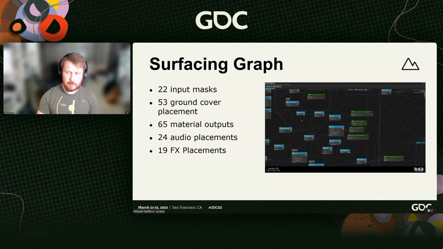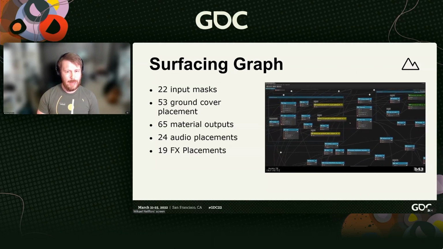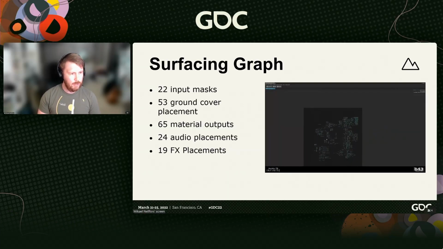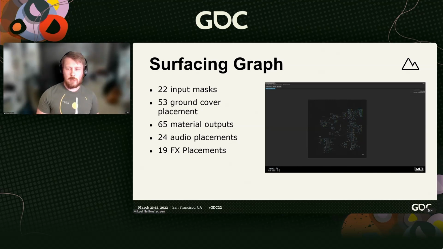And you might have seen it in that video, it flashed by, but this is just an example of how big something grows very quickly. And for the campaign island, which is our biggest level, that graph grew quite a lot. So we had a total of 22 input masks, 53 ground cover placement, and 65 different material outputs, as well as 24 audio and 19 FX placements. So at the same time, give them the power, but also make sure to keep track of what's going on so they don't go overboard.